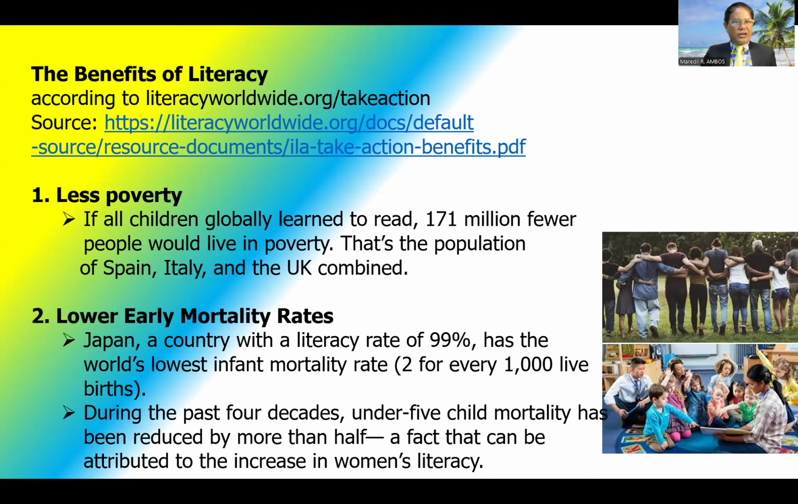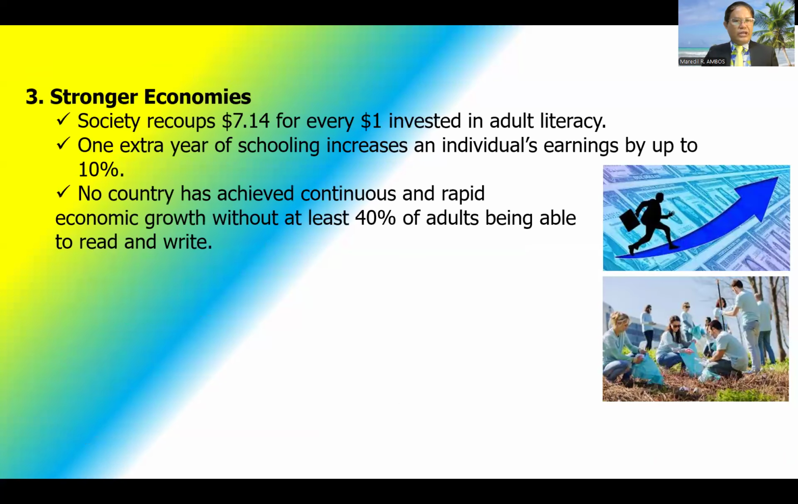And of course, lower early mortality rates. Japan, a country with a literacy rate of 99%, has the world's lowest infant mortality rate, which is 2 for every 1,000 live births. And during the past 4 decades, under-5 child mortality has been reduced by more than half, a fact that can be attributed to the increase of women's literacy. So take note.